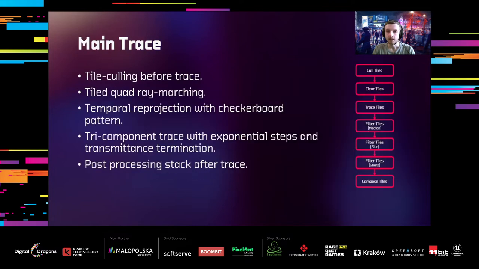The second trace pass is the main trace. It's a tiled pass used to generate the volumetric clouds buffer for the main view. The main trace starts with tile culling and indirect arguments preparation for the ray marching and post-processing stacks. Then the optimized ray marching pass runs to produce the raw output buffer. Next, a stack of 3 post-processing filters is executed on the raw output buffer to prepare the final volumetric clouds buffer, which will be used for composition with the main lighting buffer. Now let's cover the core subpasses in the main trace.